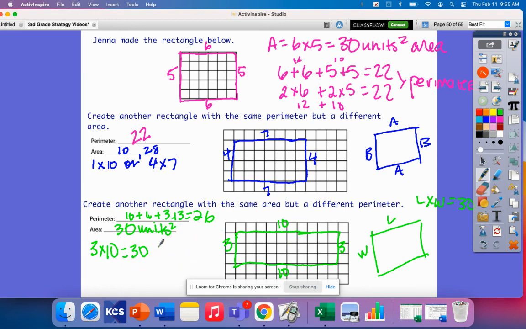Another one, I'm not going to draw it, but another one could also be a 2 by 15. If I had a 2 by 15, what would be the perimeter? Well, I would have 2 sides. One would be 15, another would be 15, and I'd have 2 and 2. So this would be 30, it would be 34. So that would give me the same area, different perimeter.